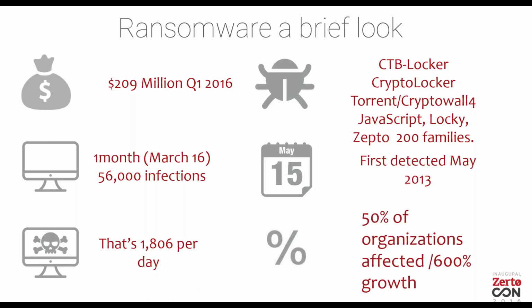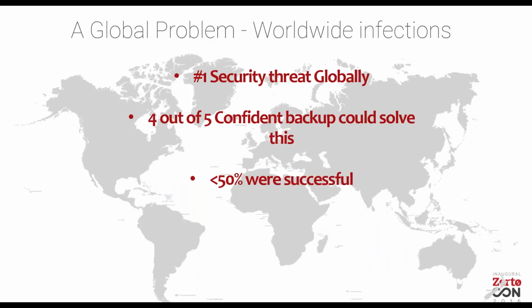Unfortunately, it's showing no signs of slowing down. So 50% of organizations were affected, and it's 600% growth from the start of last year to the end of last year. So that shows you the prolific nature of this ransomware. Now, bearing in mind my 209 million figure from the previous slide, only 1 out of 5 companies actually admitted to paying ransomware. So 1 in 5 got them 209 million in 1 quarter. That's better than most businesses.